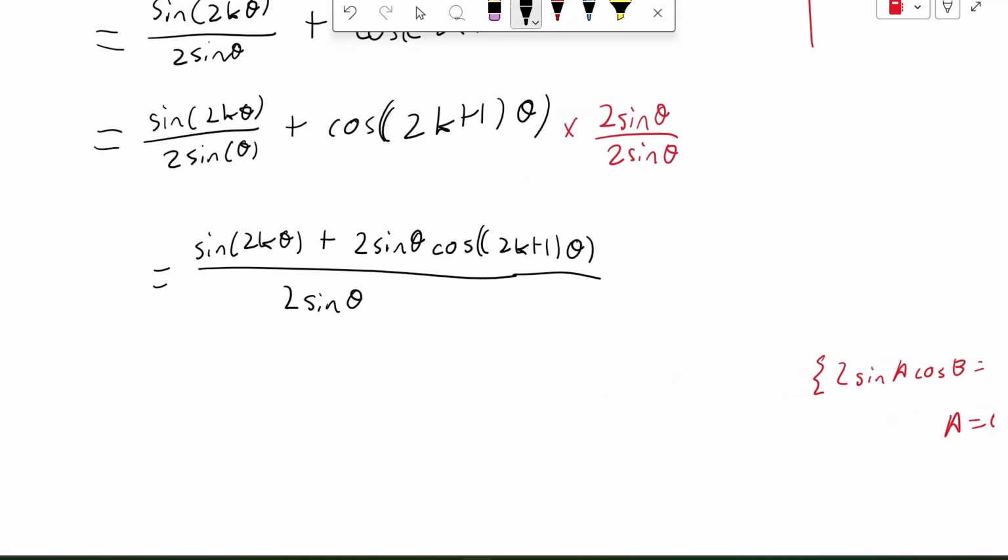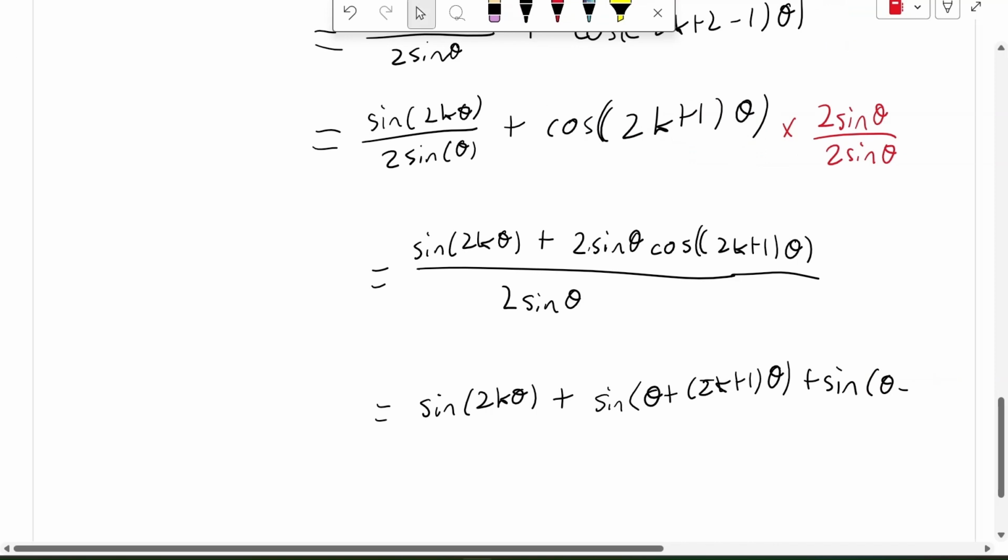So that first term won't change. So this is sine of 2k theta. This one here, so we've got sine of A plus B. So that's going to be theta plus 2k plus 1 lots of theta. And then we've also got sine of A take B. So that's theta take 2k plus 1 theta.